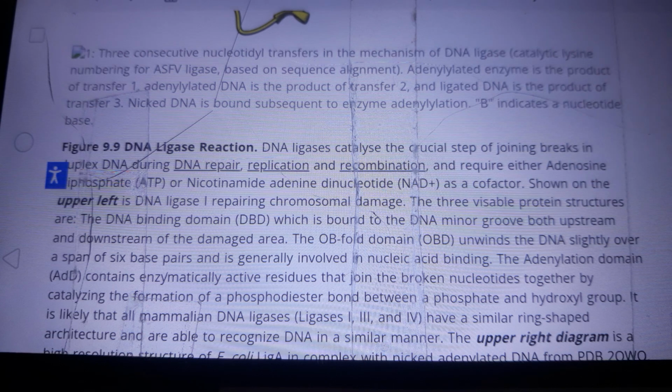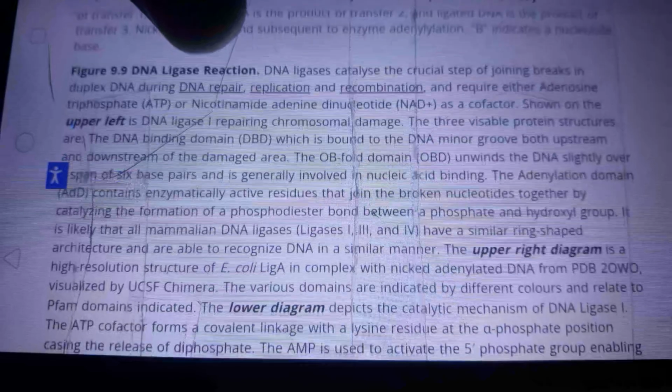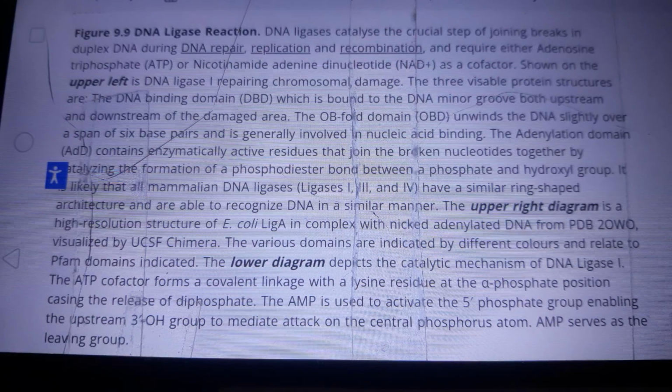Anyway, beta B indicates nucleotide base. DNA ligase reaction. DNA ligase catalyzes the crucial step of joining breaks in duplex DNA during DNA repair, replication, and recombination, and requires either adenosine triphosphate (ATP) or nicotinamide adenine dinucleotide (NAD+) as a cofactor. Shown on the upper left is DNA ligase 1 repairing chromosomal damage.